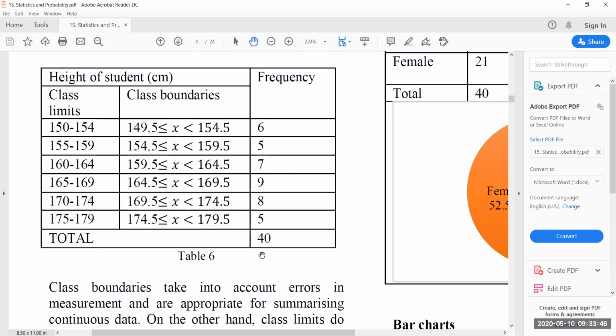Yeah, so I understand, but the frequency, that is just separate that up to the 40. Yeah. This is how many people were of height 150 to 154, 6, 155 to 159, which is 5, 160 to 164, which is 7, 165 to 169, which is 9, 170 to 174, which is 8, 175 to 179, which is 5 persons, and you add up all of the persons in the frequency, and you are supposed to get back 40. Yeah? Thank you, sir. No problem. You understand it? Yes, sir. You sure? Yes, sir. All right.